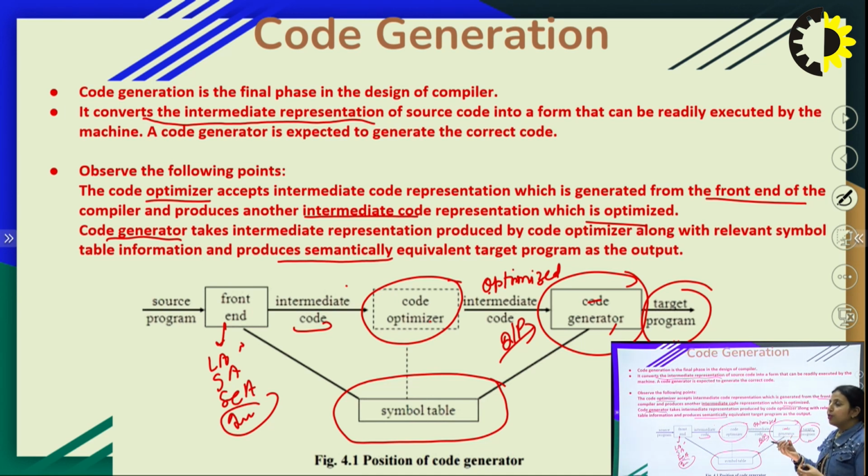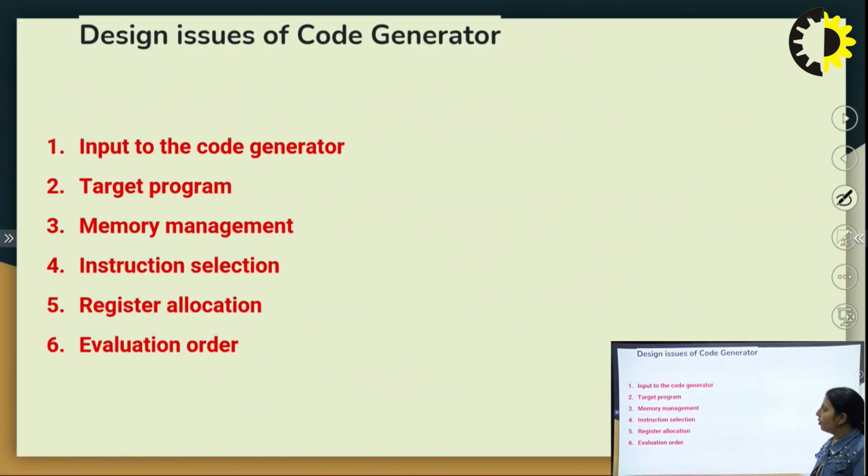Suppose we have designed a compiler for the C language, so the target code is the output of the compiler for that C language. It is the program that is understandable by the machine. So the first topic in code generation is the design issues of the code generator. These are the design issues.